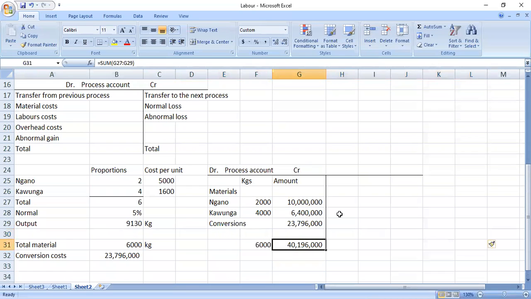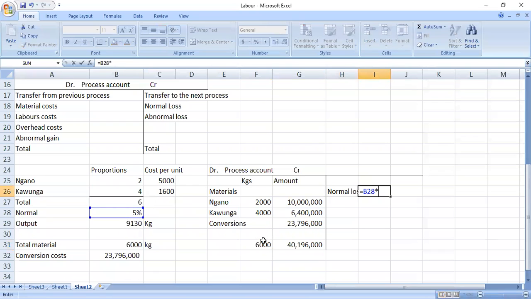So let's go to the other side. Now the other side, we're looking at mainly the output and normal loss. Let's start with the normal loss, for which you have the information already, which is 5%. Whenever they say normal loss, the 5% is on the input, the input number of units. In this case, we have 6,000. So my normal loss should be 5% times the 6,000 as our input. So the lost units were actually 300.